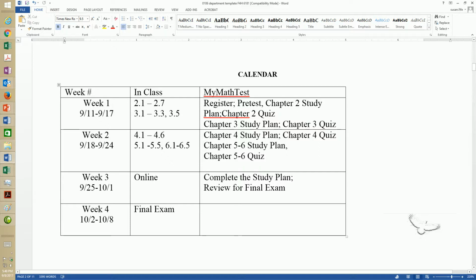In My Math Test, during the first day, they register, take the pretest, start the Chapter 2 study plan, and then there's a Chapter 2 quiz on My Math Test that they should take. You might set that due date later or suggest that they take it before the second day. And then the second day you would cover Chapter 3, and they would do the Chapter 3 study plan and take the Chapter 3 quiz, and so forth.